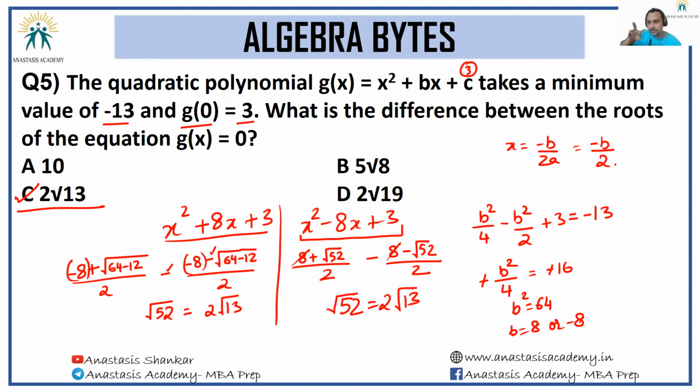But even after you reach two potential values of b, you don't really need to solve it for both those cases, for the simple reason that all the four options are precise.